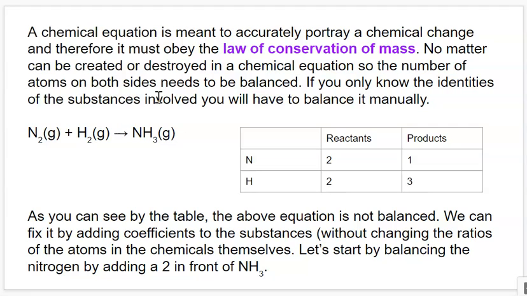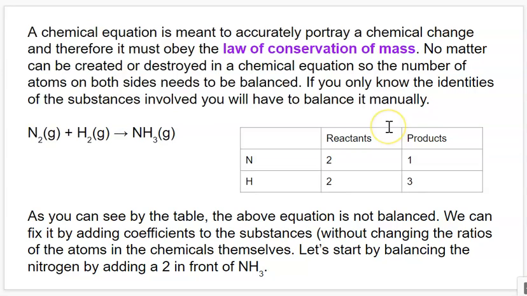So let's look here. We have nitrogen and hydrogen forming ammonia. So we know the identities of the substances, but if we look at a table of how many atoms there are on each side, we can tell that this is not balanced. So we're going to have to manually balance it by adding coefficients. So let's look here. We have nitrogen. There's 2 on the reactant side, 1 on the product. For hydrogen, there's 2 on the reactant side and 3 on the product.